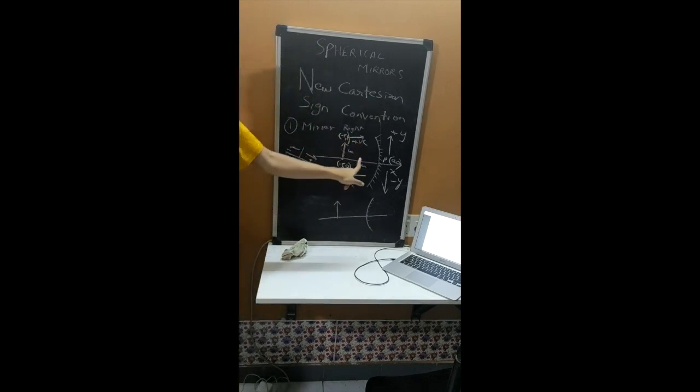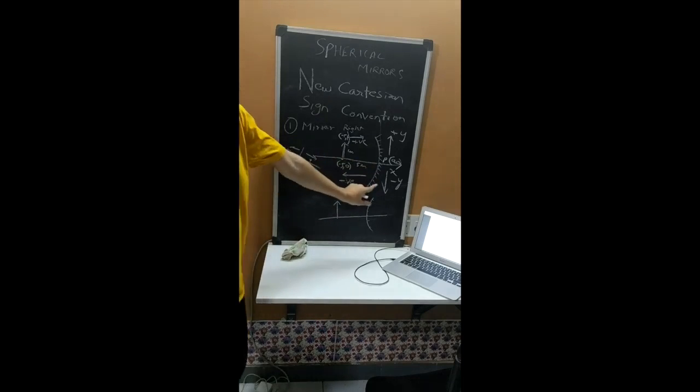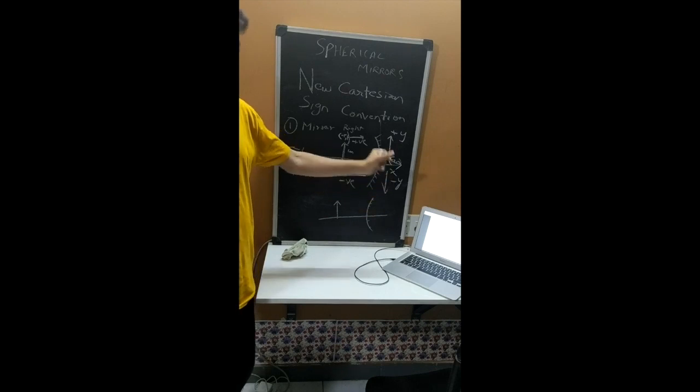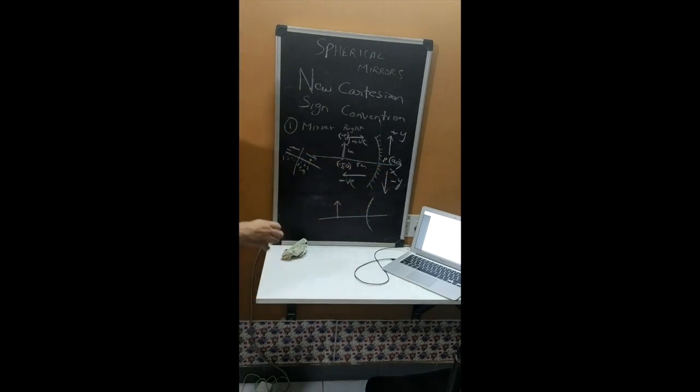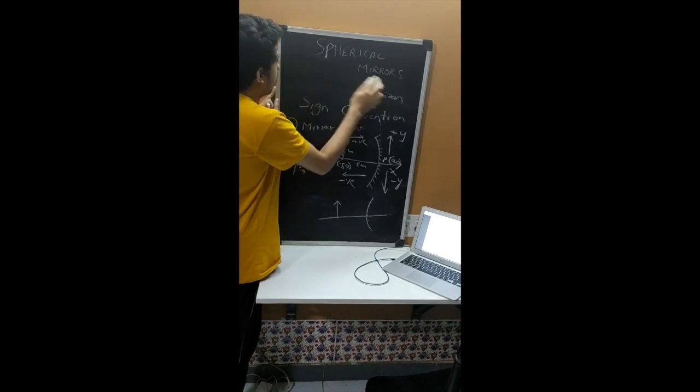Understood? Just like how we do for the normal coordinate system, here also we will apply the same. Why are we doing this? Now I will show you the formula. To apply that formula, we need these rules. Let us go to the formula.